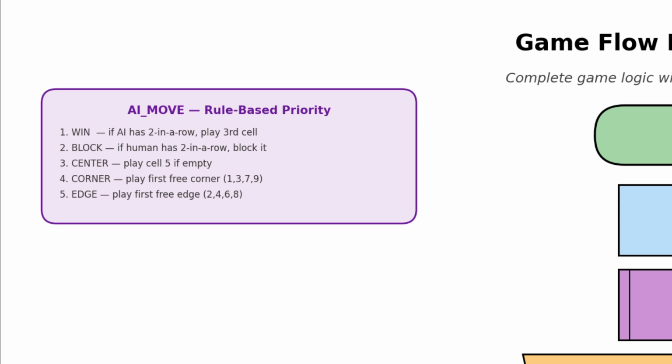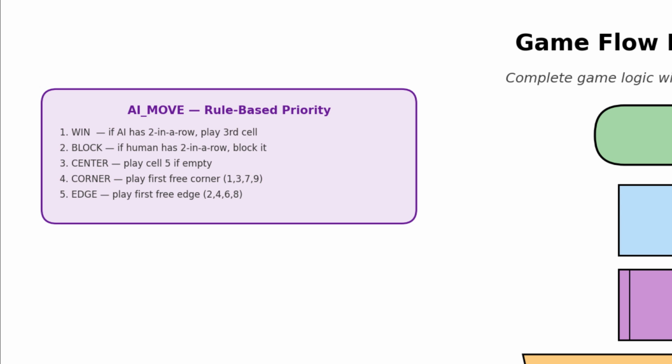Third, center. If the center cell is empty, the AI takes it. Fourth, corners. The AI plays the first available corner. Fifth, edges. If no corners are available, the AI plays an edge.